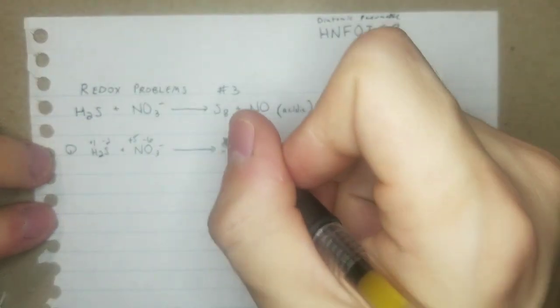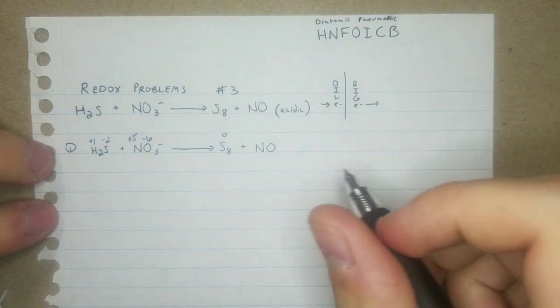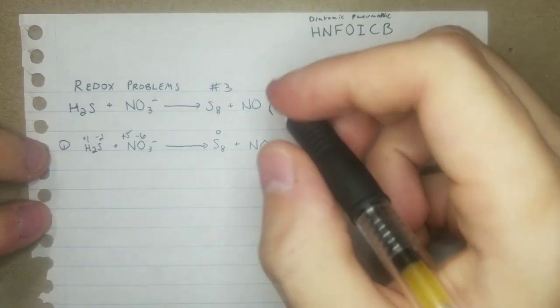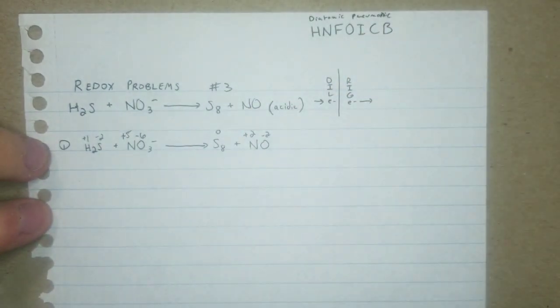So now on this side, that sulfur is alone. We can just assume that's a 0. You know, there's nothing written there. And with this, it's going to be the same. Assume it's a 2- and a +2 on that nitrogen.